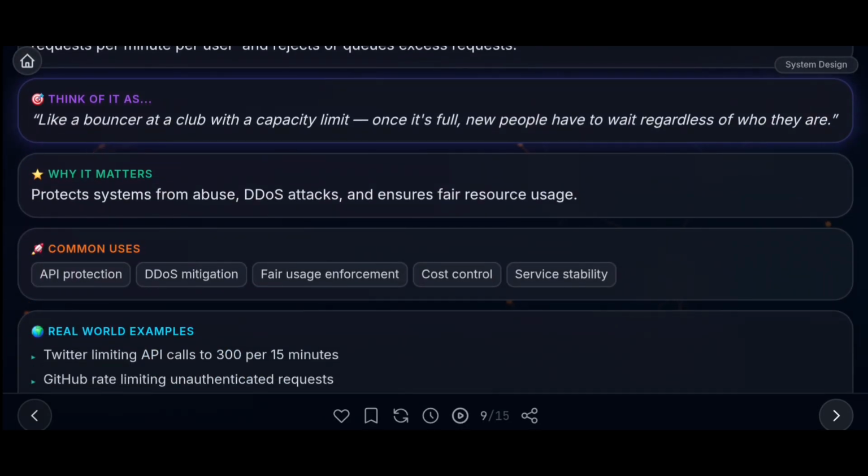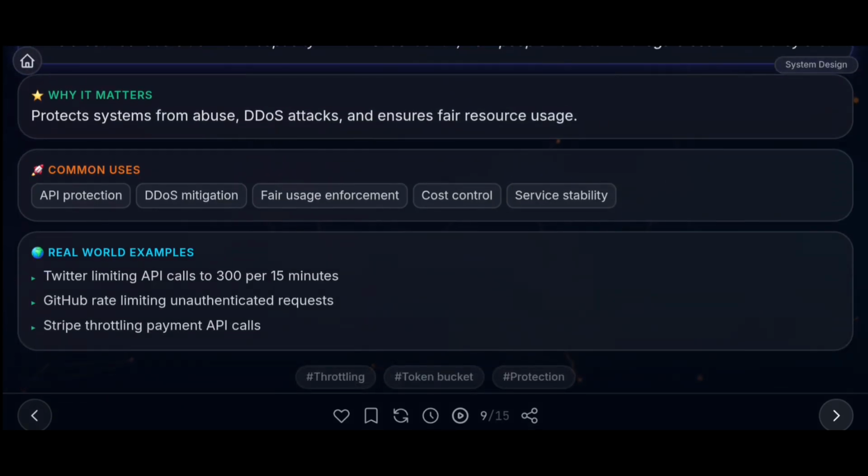Why it matters? Protects system from abuse, DDoS attacks, and ensures fair resource usage. Some common uses of rate limiting: API protection, DDoS mitigation, fair usage enforcement, cost control, and service stability.